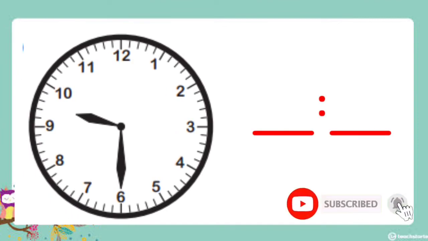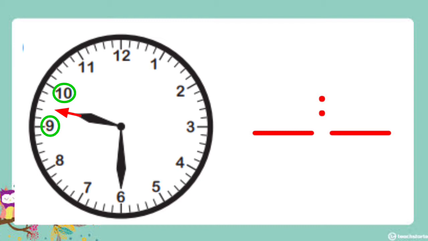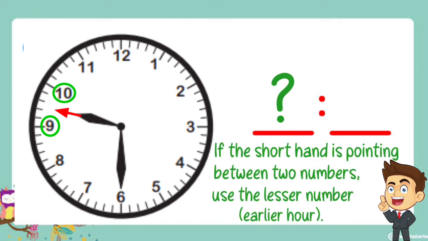Now, what about this? Again, let us look at the hour hand first. Where is it pointing? Oops! It is not pointing directly at any number. It's somewhere between 9 and 10. So, what should we do? Here's what we should do. If the short hand is pointing between two numbers, we should use the earlier hour or the lesser number. On this clock, the earlier hour or lesser number is 9. So we have to use 9.